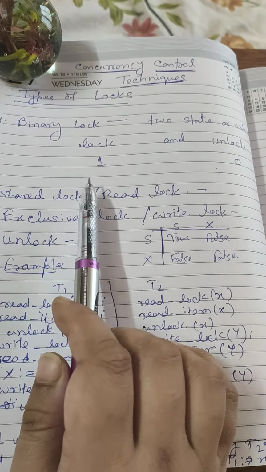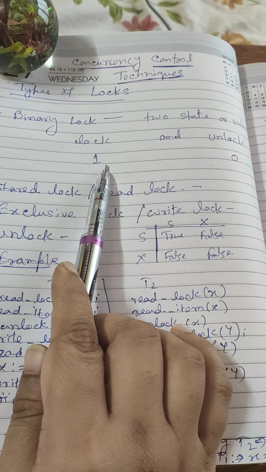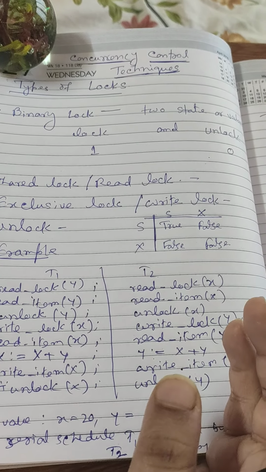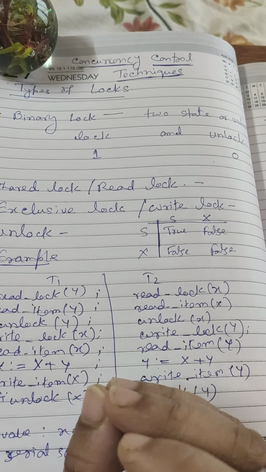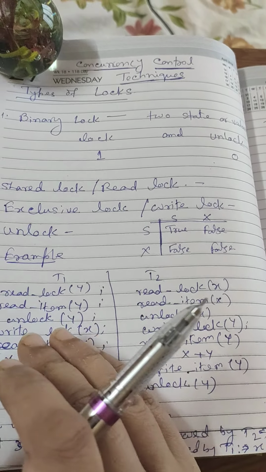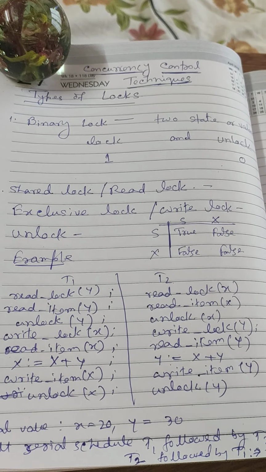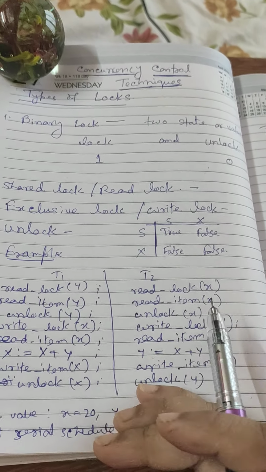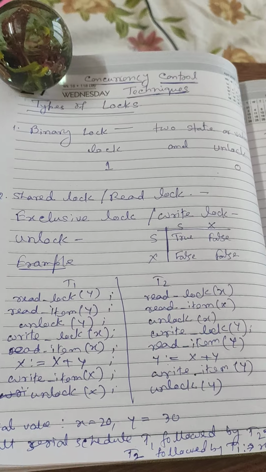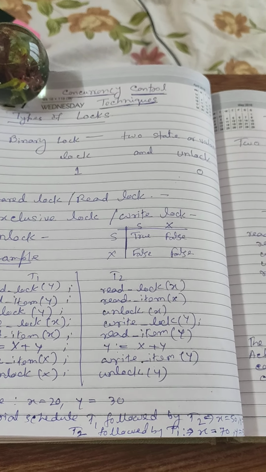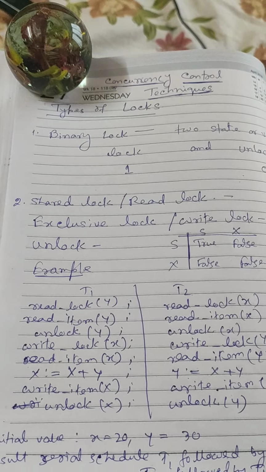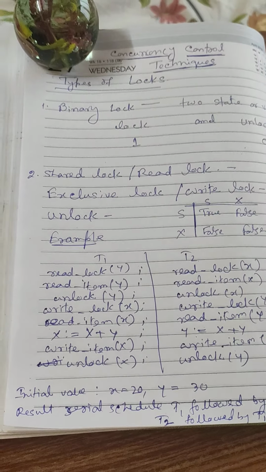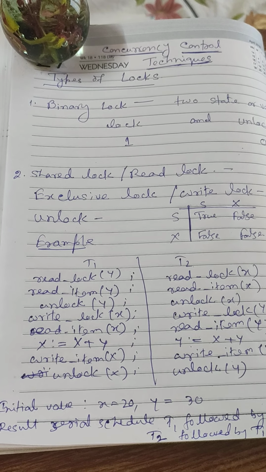So there is a disadvantage of binary locks. It is similar to serial transactions. If one transaction accesses one data item, that data item cannot be accessed by another transaction. This is a simple thing. For that reason, we introduce some other locks, which are shared lock or read lock, exclusive lock or write lock, and unlock. So we are now introducing three locks: shared lock, exclusive lock, unlock.